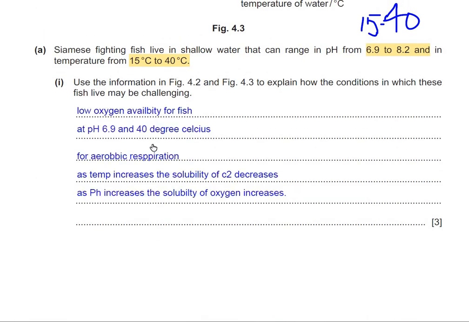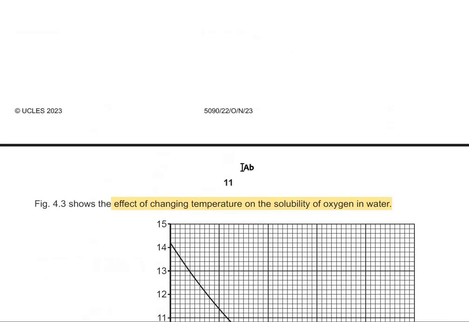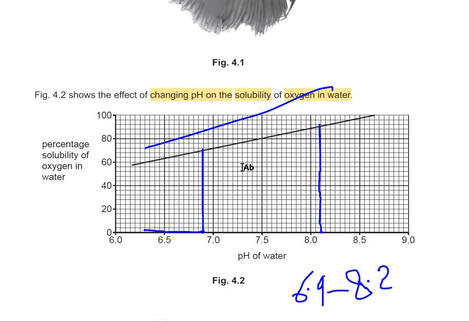So this is the answer you have to write: low oxygen availability for fish at pH 6.9 and 40 degrees Celsius for aerobic respiration. As temperature increases, the solubility of oxygen decreases, and as pH increases, the solubility of oxygen increases. One thing I want to mention here is that data quote carries 1 mark. Either you can quote the data from the pH graph, or you can quote the data from the temperature graph.